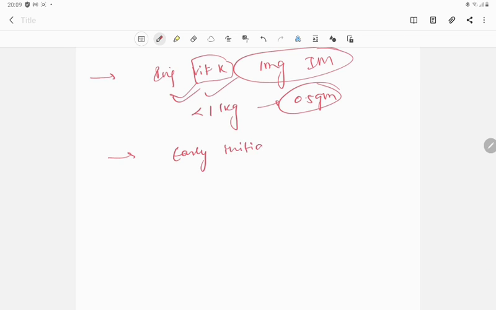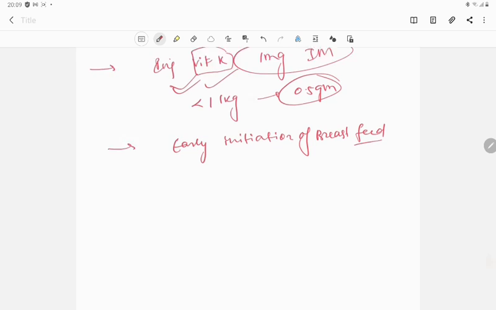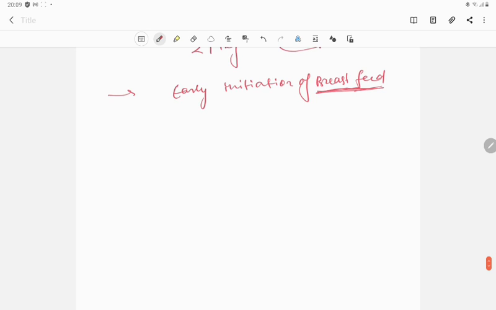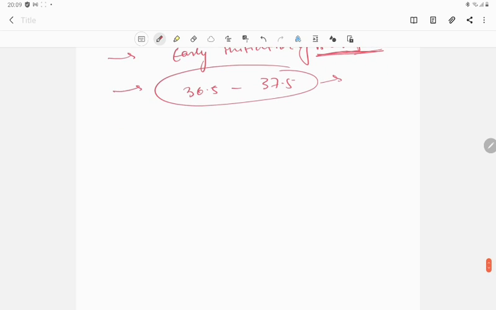And then we initiate early initiation of breastfeeding. We will talk quite a lot about breastfeeding and its benefits in the subsequent classes. Maintain the normal temperature of the baby, 36.5 to 37.5. We will talk about hypothermia also in the subsequent classes, right?